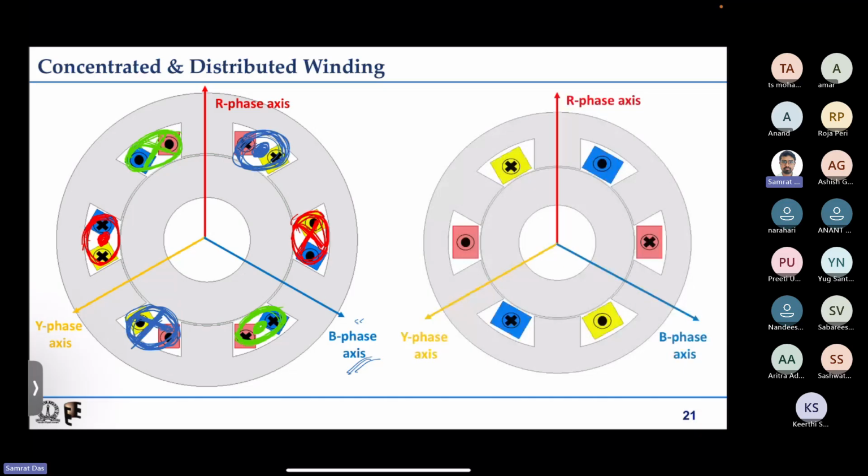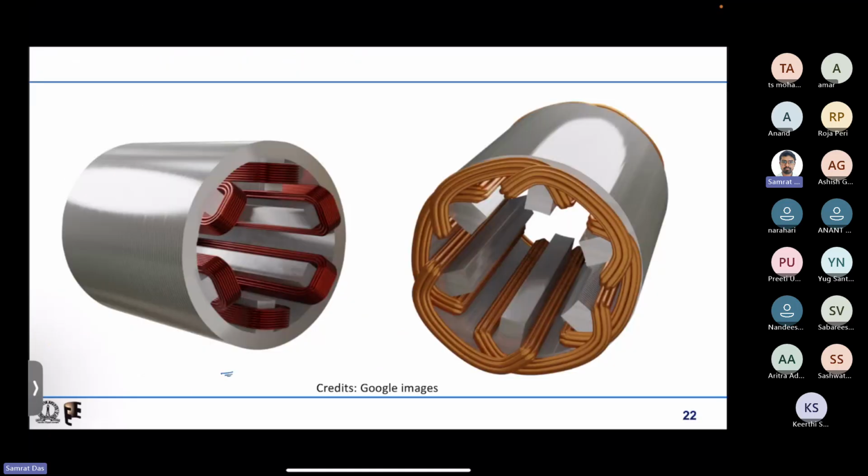And I have shown what we have just realized in the right hand side picture. So you can see that we can realize R phase vertically, we have realized Y phase 120 degrees apart and B phase 120 degrees apart. Now just to give you a view, this left hand side picture is a 3D view of a machine stator with concentrated winding.